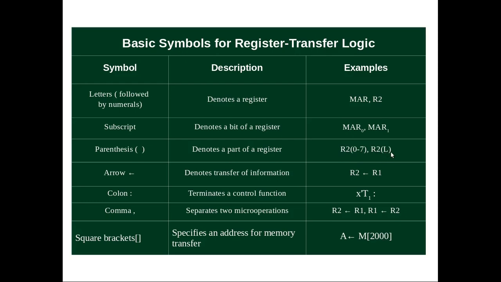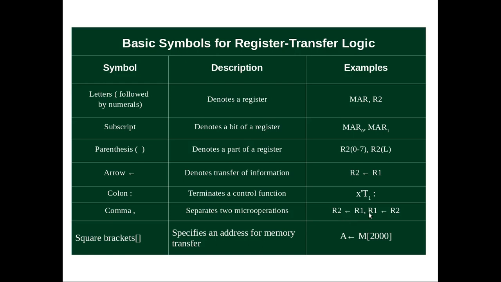Then R2L, that indicates we can divide, for example, a 16-bit register into two halves, lower half and upper half. For that we can use R2L or R2H, L or H. Okay. Then the arrow denotes transfer of information. We already discussed R2 arrow R1, which means the content of R1 is to be copied into R2. Colon terminates a control function. That is also discussed.